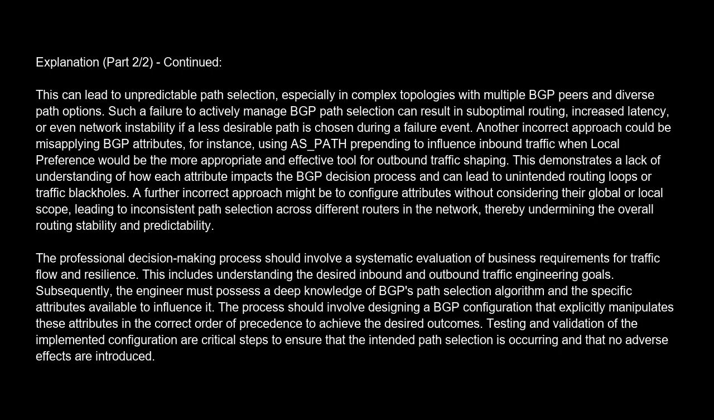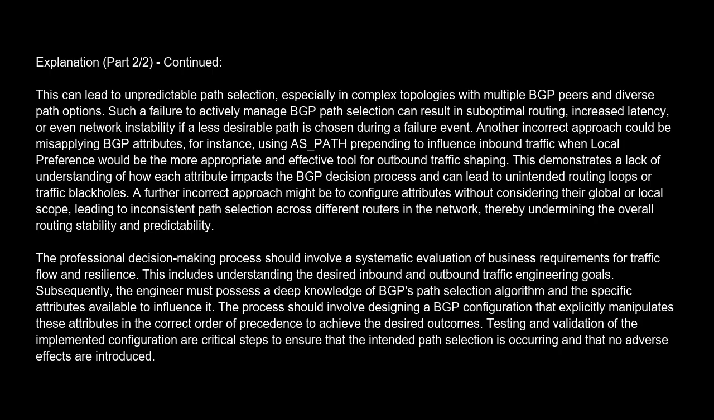Another incorrect approach could be misapplying BGP attributes. For instance, using AS path prepending to influence inbound traffic when local preference would be the more appropriate and effective tool for outbound traffic shaping. This demonstrates a lack of understanding of how each attribute impacts the BGP decision process and can lead to unintended routing loops or traffic black holes.